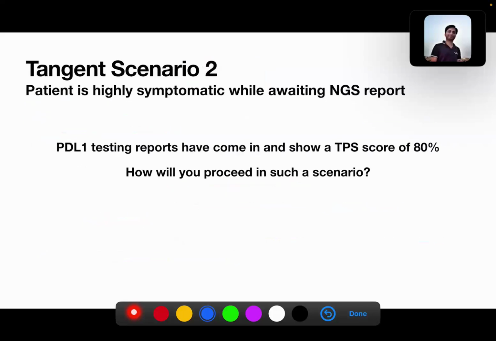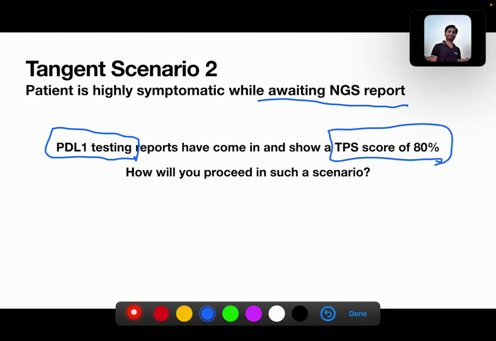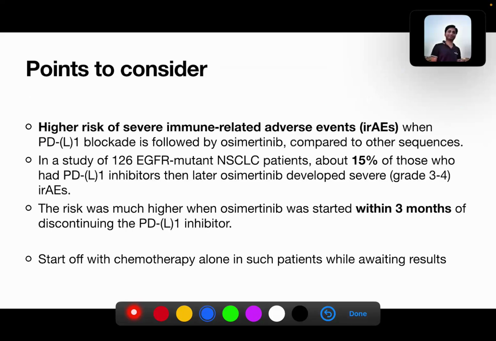Scenario 2, the patient is highly symptomatic while awaiting the NGS report. Suppose you've sent IHC for PD-L1, and the TPS score has come out to be 80%. Before getting the NGS report, should you start the patient on chemotherapy plus immune checkpoint inhibitor? So how will you proceed in such a scenario?